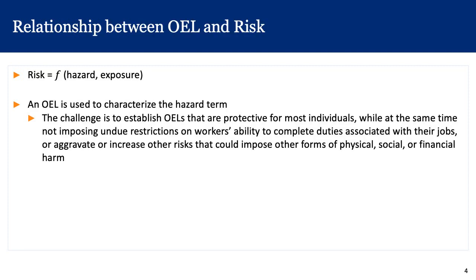What is the relationship between an OEL and a health risk? The health risk from a particular environmental hazard is a function both of the hazard and its exposure. So the health risk due to a chemical or due to an occupational hazard is a function both of the hazard and the human exposure to that particular hazard. And an occupational exposure limit is used to characterize the hazard term.